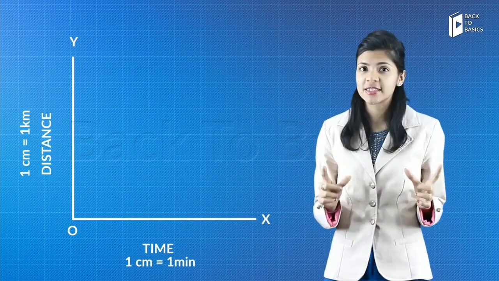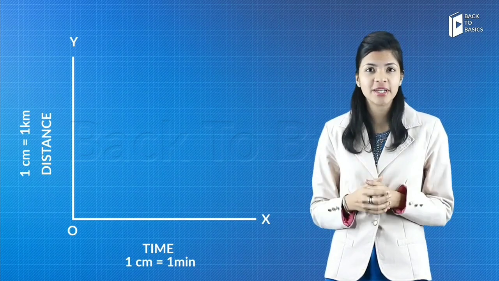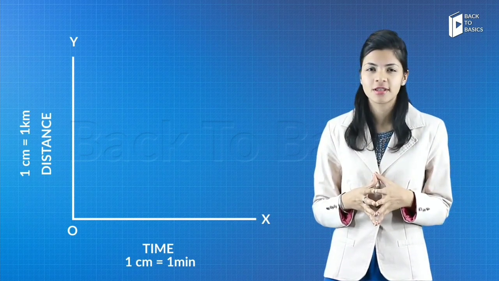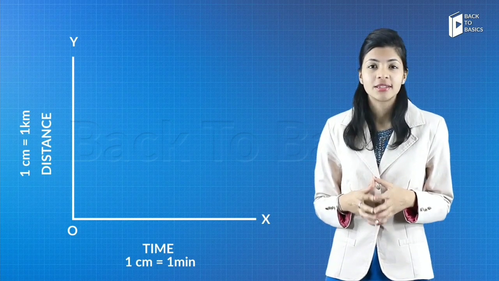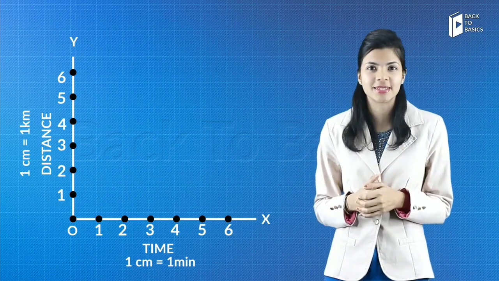If you look for the maximum value of time in the table, it's given as 5 minutes. And the maximum value of distance is 5 kilometers. So let's just mark till 6 minutes and 6 kilometers on our x and y axis.